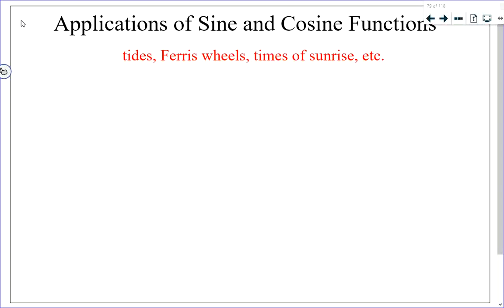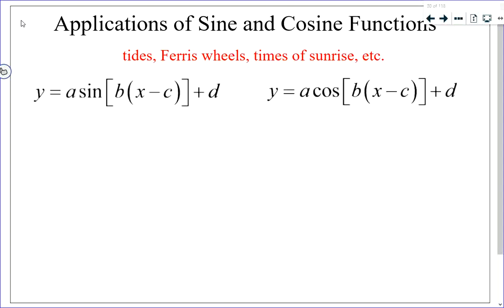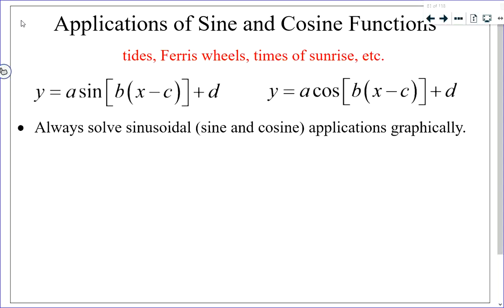Applications of sine and cosine functions. This is where we're talking about tides, Ferris wheels, times of sunrise, frequency of a siren that oscillates. This is where we use these two transformations of sine of theta equals y and cos of theta equals y.